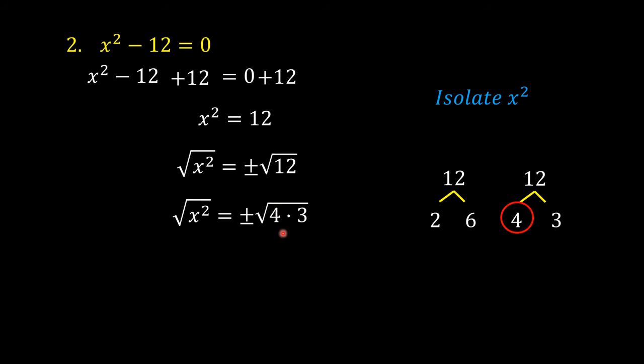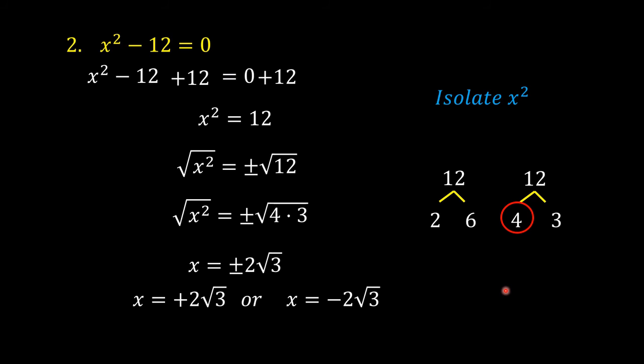4 times 3 is 12. The square root of 4 is 2. Write it before the symbol of square root or the radical sign, and then leave 3 under the radical sign. So we have x is equal to positive and negative 2 square root of 3. So we have x is equal to positive 2 square root of 3 or x is equal to negative 2 square root of 3. We can just write 2 square root of 3 without indicating the positive sign here if we like.